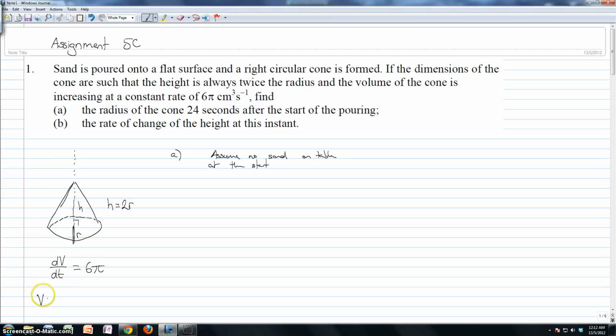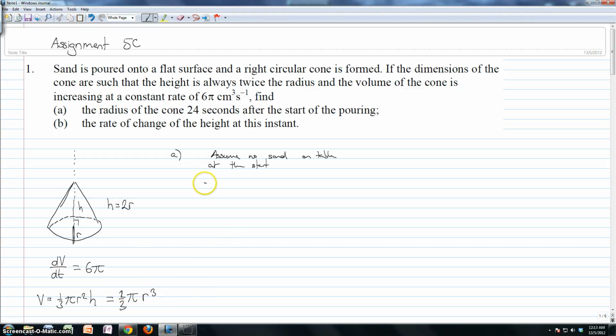So the formula for volume is a third times base area, and the base here is a circle, so pi r squared times height. So in this case that's going to be a third pi, and then substituting in h is equal to 2r, I'm going to get 2/3 pi r cubed. So the volume is 2/3 pi r cubed.